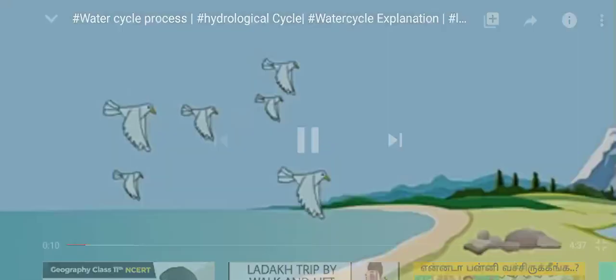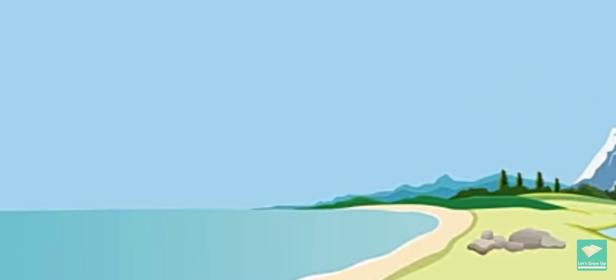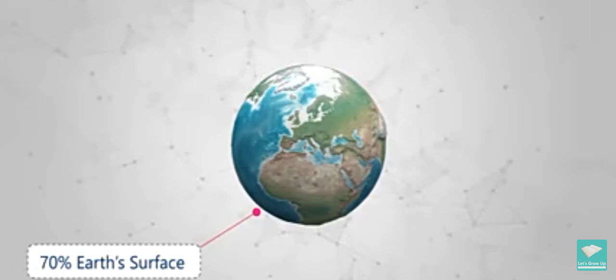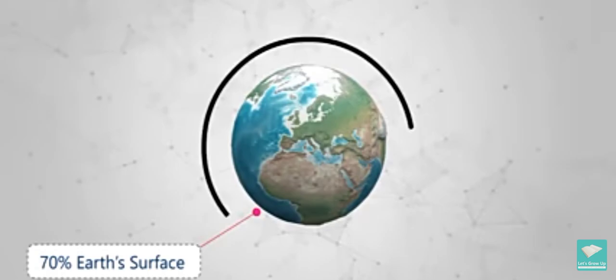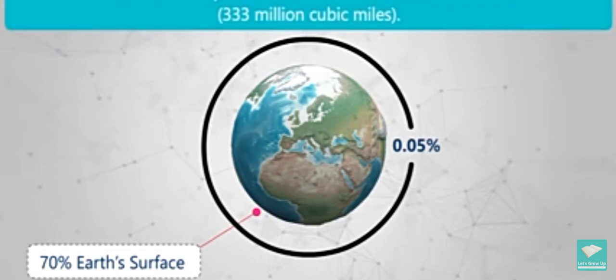Water is a basic element of nature, and it is the main source of life on our Earth. It covers 70% of the Earth's surface, but actually, it represents 0.05% of Earth's total mass. The total volume of water present on the Earth is about 1.386 billion cubic kilometers, 333 million cubic miles.